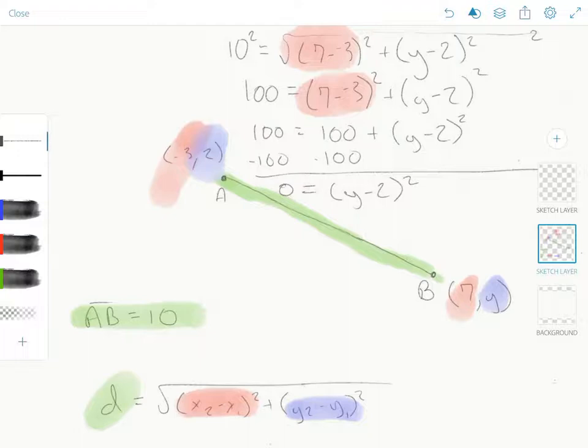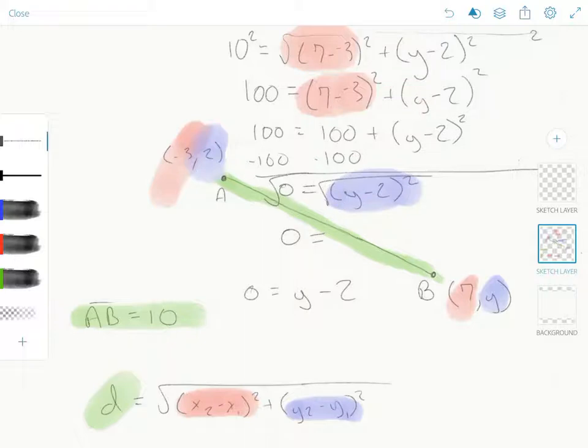Just like earlier when we wanted the square root sign to go away, so we squared both sides, in this case, we want the squared symbol to go away, so we are going to square root both sides. The square root of 0 equals 0, and the square root of this expression right here, the thing we're using to try and find the value of y, is just y minus 2, because the square root and the square canceled each other out.